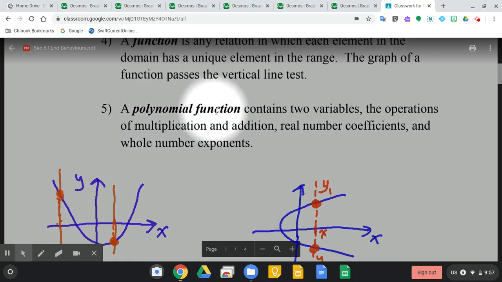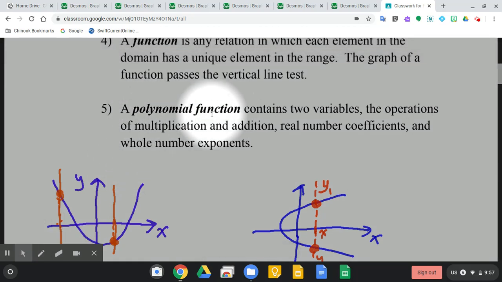This chapter talks about polynomial functions. And in order to be a polynomial function, three conditions have to be met. First of all, we have to have two variables. And for this course, 90% of it is going to be x and y.